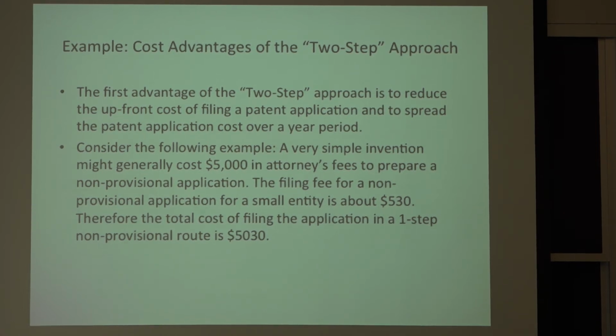So the filing fee for a non-provisional for a small entity, like a you and me mom and pop entity, is $530. Therefore, the total cost of filing the application in a one-step non-provisional method is $5,530. Sorry for the math mistake. I don't know what I was thinking. So a one-step non-provisional application for a very simple device is $5,530: $5,000 for the attorney's fees and $530 for the application. Okay? So that's what you do if you go straight to a non-provisional.